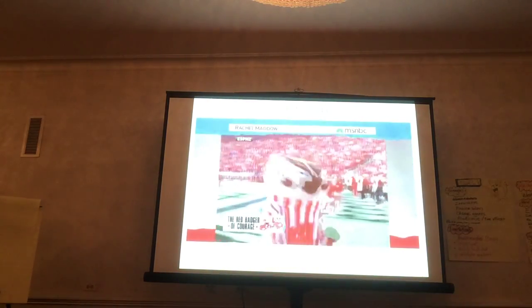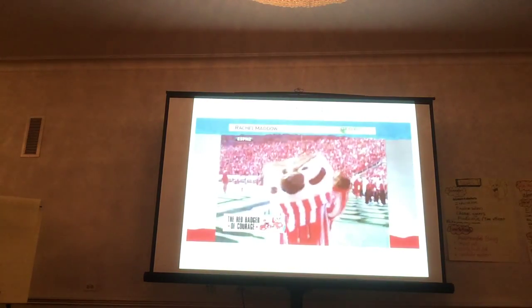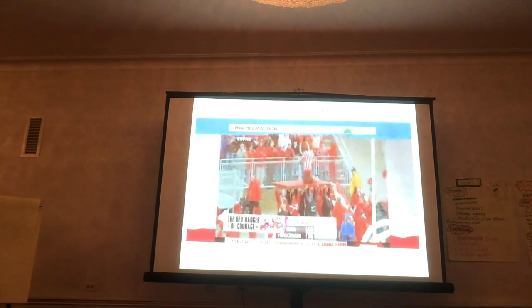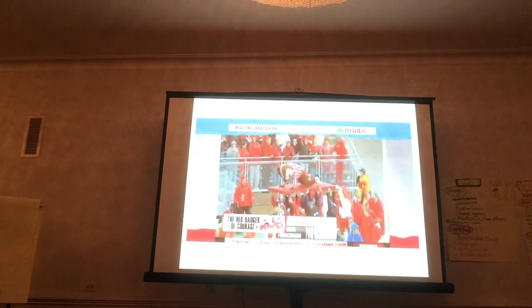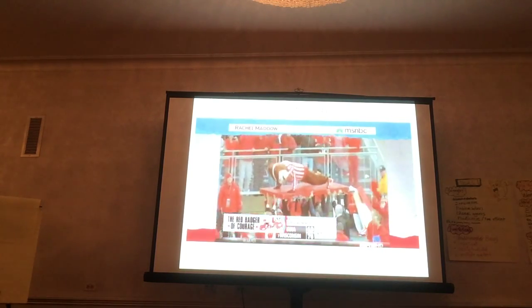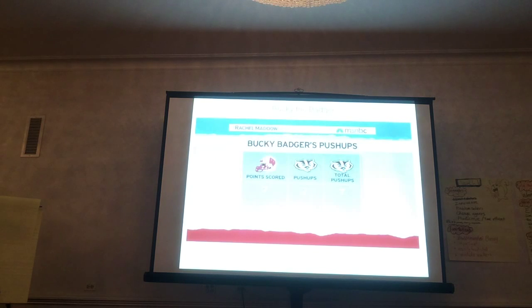But that happiness is tempered, because every time new points go up on Wisconsin's scoreboard, Bucky Badger, the mascot, has to do push-ups for every point that Wisconsin has put on the board. So Wisconsin scores a touchdown and an extra point, Bucky does 7 push-ups. Then they score a field goal. The Wisconsin score goes from 7 to 10, and Bucky does 10 push-ups. 10 more push-ups, I should say.